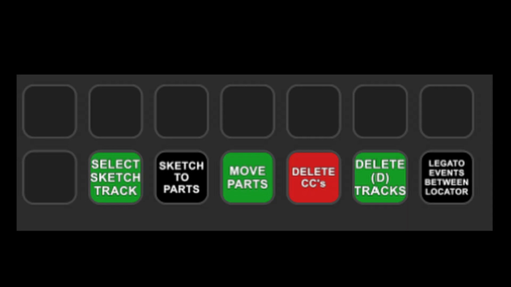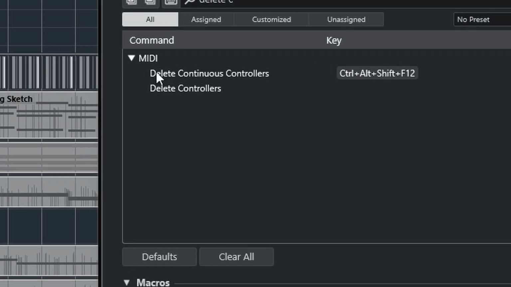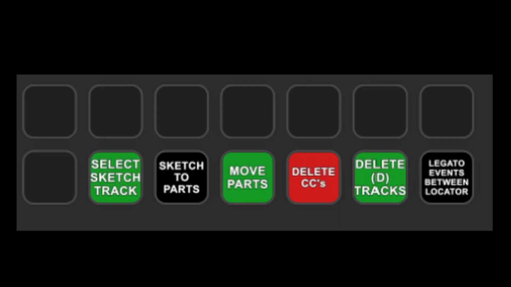Before we use the next macro, you recall that the green items on my Stream Deck are reminders. So the first thing is to move the parts to their respective instrument, and then we may decide to delete the CCs. This command can be found under the key commands, under Delete Continuous Controllers. The next item is to remind me to delete the now empty tracks that we've duplicated in the whole of that process. I did try to make a macro for this, but it had mixed results, so it's now just a reminder.